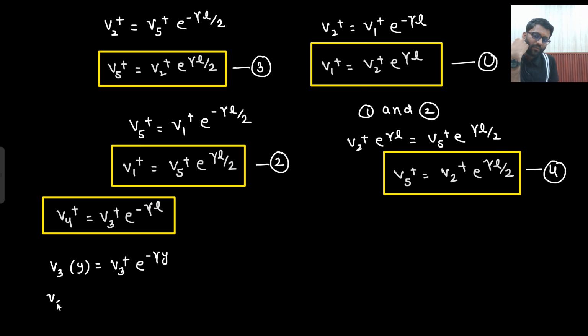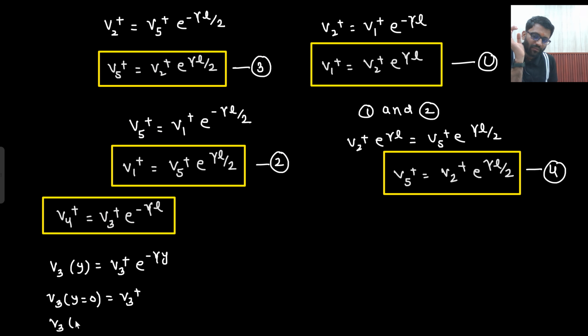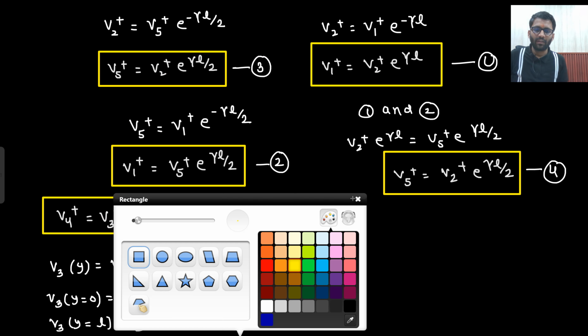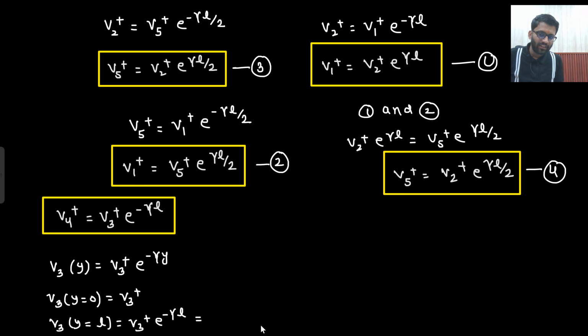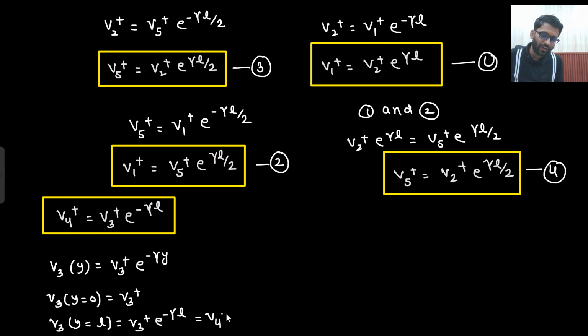Okay. And now V3 at y equals to L. V3 at y equals to 0. If you put y equals to 0, what will V3 be? V3 plus only, right? And if you ask me V3 at y equals to L, what would it be? V3 plus e to the power minus gamma L. And V3 at y equals to L is equal to V4 plus. So from here what you are getting is that V4 plus is V3 plus e to the power minus gamma L. This is just the way I am telling you how you can write down one wave in terms of the other wave.